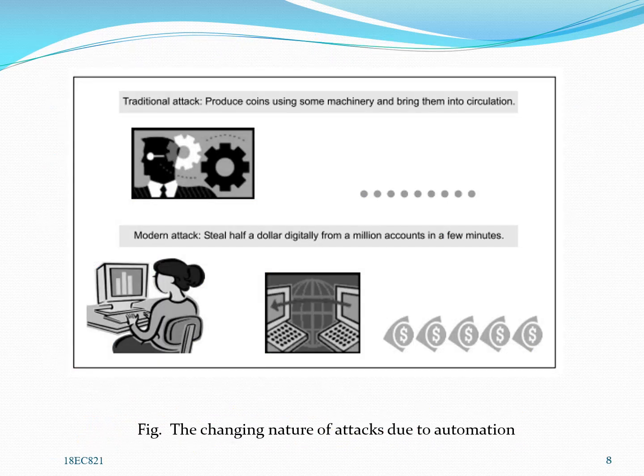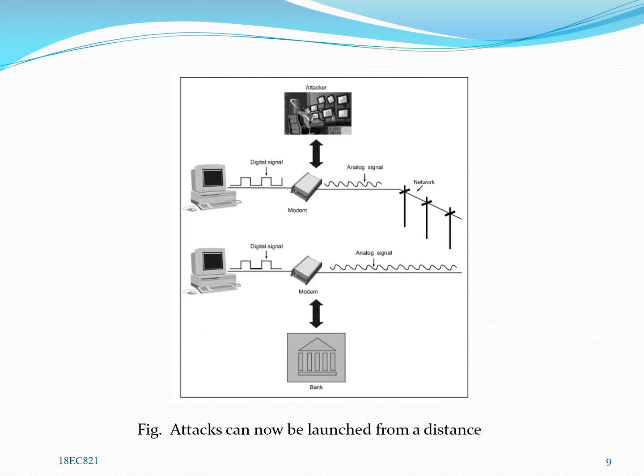So this is the picture showing that the first picture shows the traditional method, printing duplicate currency notes, that is fake notes, and circulating them in the market. In the second one, instead of doing this traditional attack, they write a program in such a way that it deducts 1 rupee from each account. This figure really explains that attacks can now be launched from a distance. That means he can sit anywhere, attack the server and gain all the information.